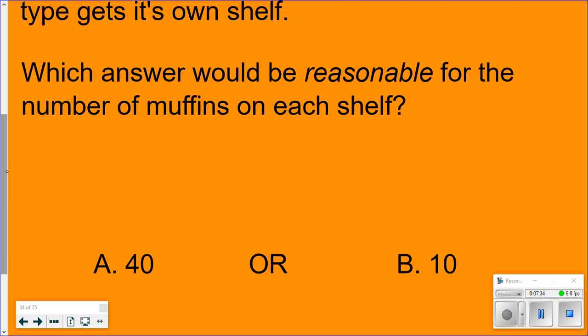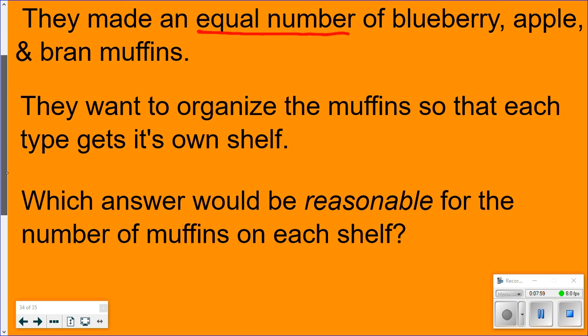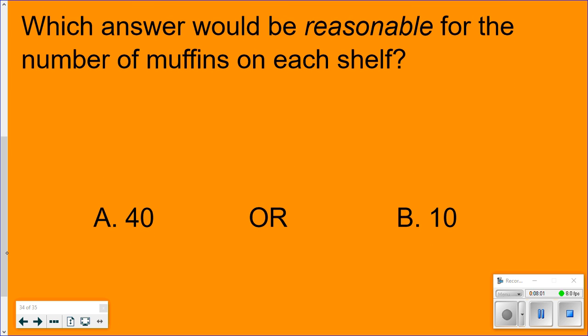The number of muffins on each shelf. Which answer makes sense? 40 muffins on each shelf? Or 10 muffins on each shelf? 36 muffins to make an equal number. They want to organize the muffins. Each type gets its own shelf. Which is reasonable? Annabella?